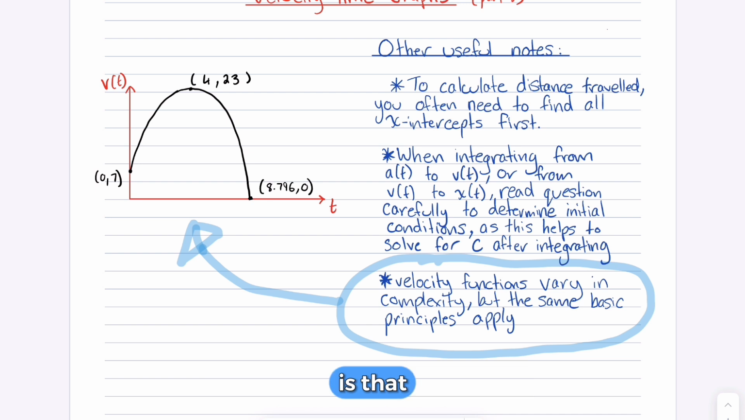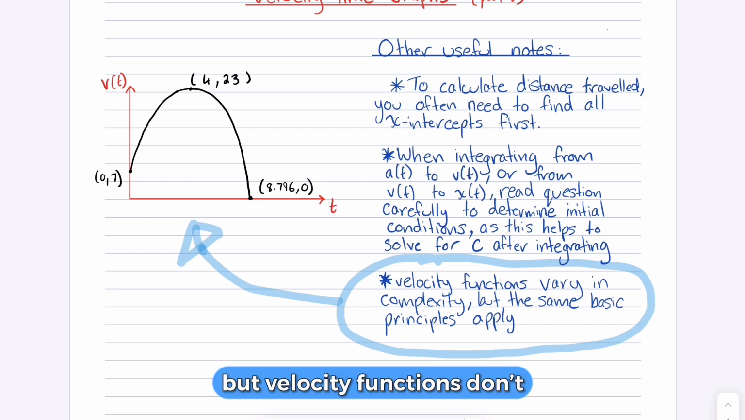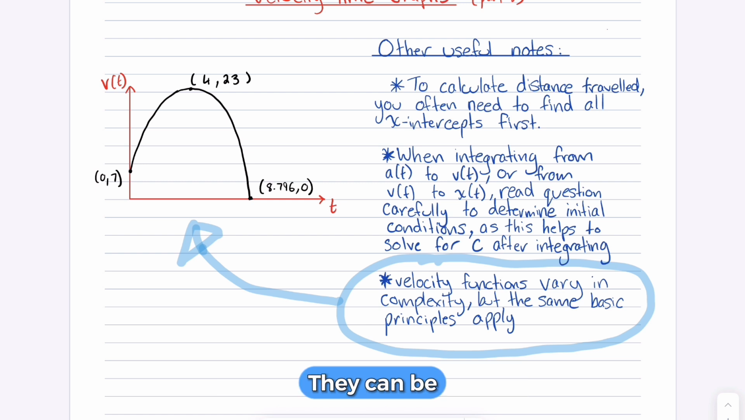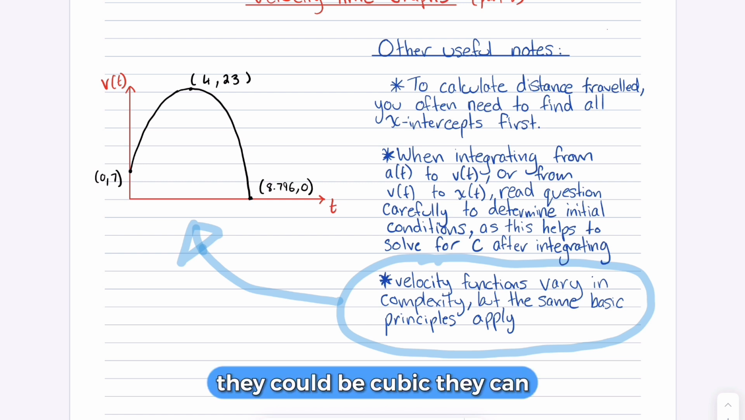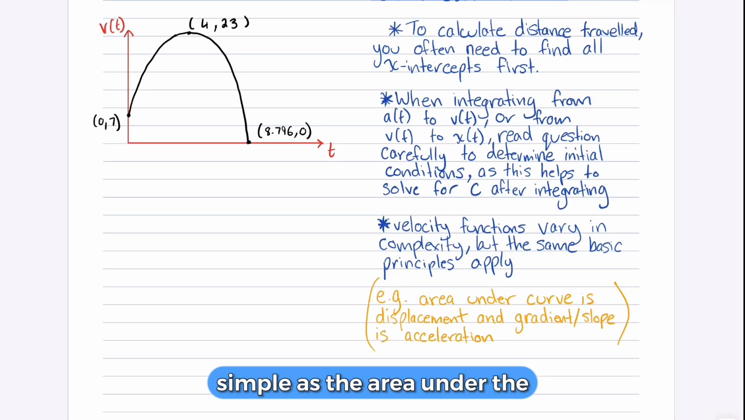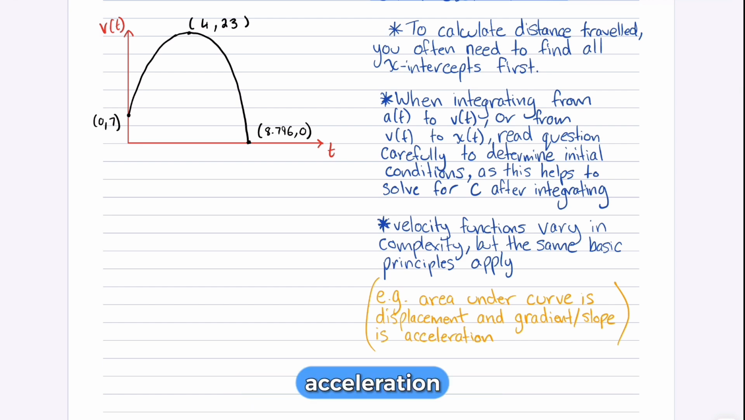One last thing that is noteworthy. Velocity functions can vary in complexity. In this video and my last video, I've kept it quite simple, but velocity functions don't just have to be linear lines. They can be parabolic, they can be cubic, they can be essentially whatever is suitable to the context. But no matter how complicated a velocity time graph is, the same basic principles in this video do apply. For example, it's as simple as the area under the curve is the displacement and the gradient is the acceleration.